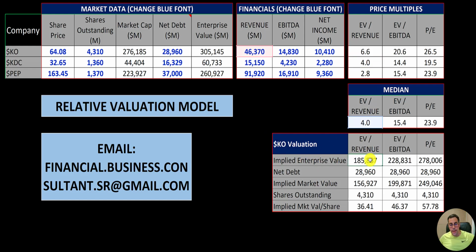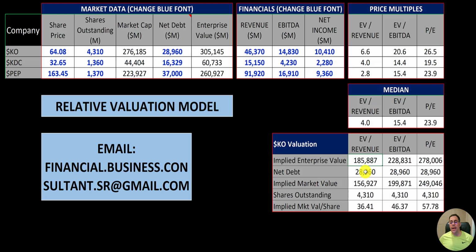The way we do that is we take their revenue times the median EV over revenue, the 4.0. So we're assuming Coke has the median EV over revenue, the 4.0. So their enterprise value would be 186 billion. And we calculate the implied enterprise value for EV over EBITDA and PE. So their implied enterprise value should be between 186 billion and 278 billion.